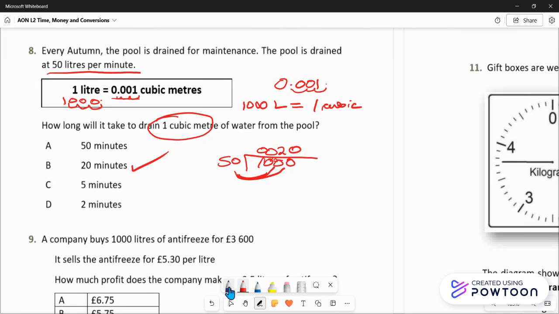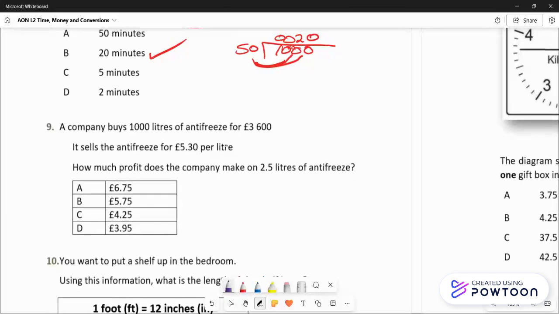Okay, let's have a look at this one. A company buys 1,000 litres of antifreeze for £3,600. They sell it for £5.30 per litre. So how much profit do they make on 2.5 litres? So first of all, we want to know how much they bought or paid for 1 litre. So divide 3,600 by 1,000.